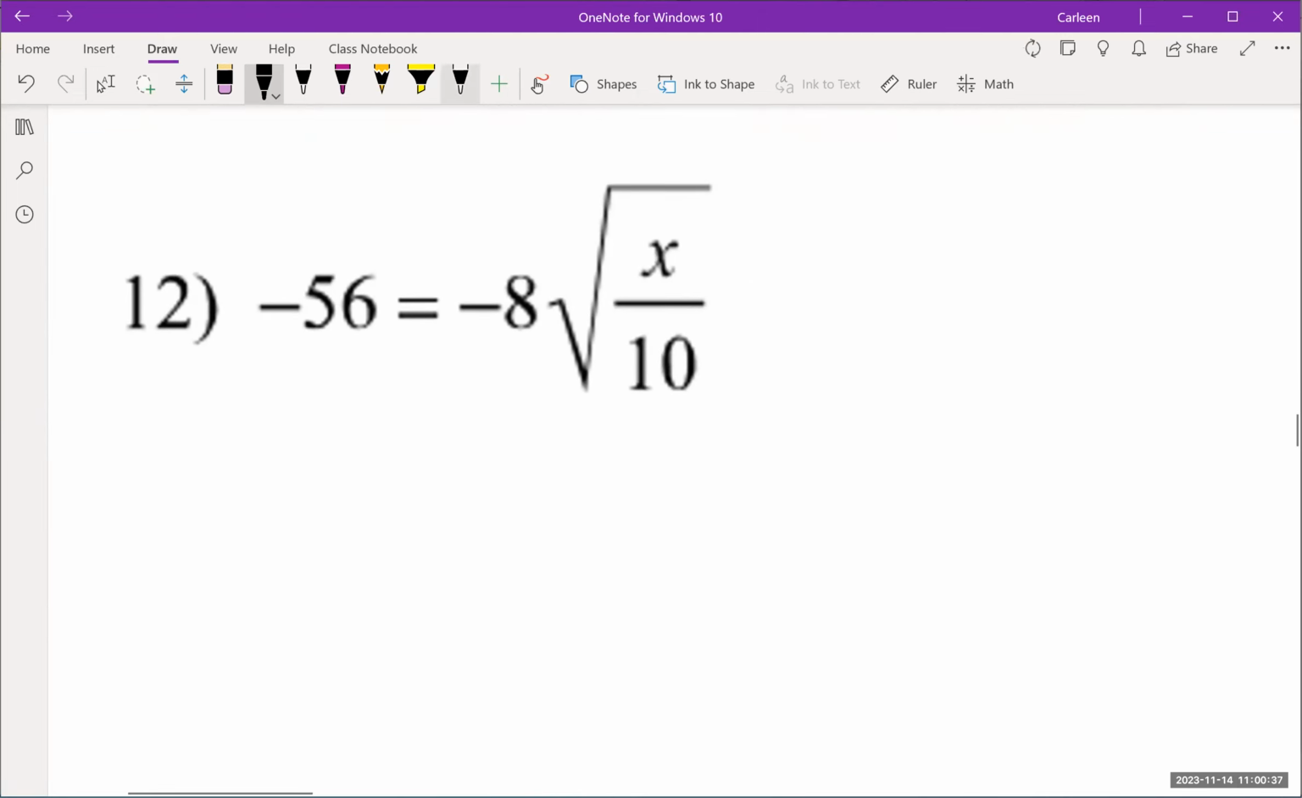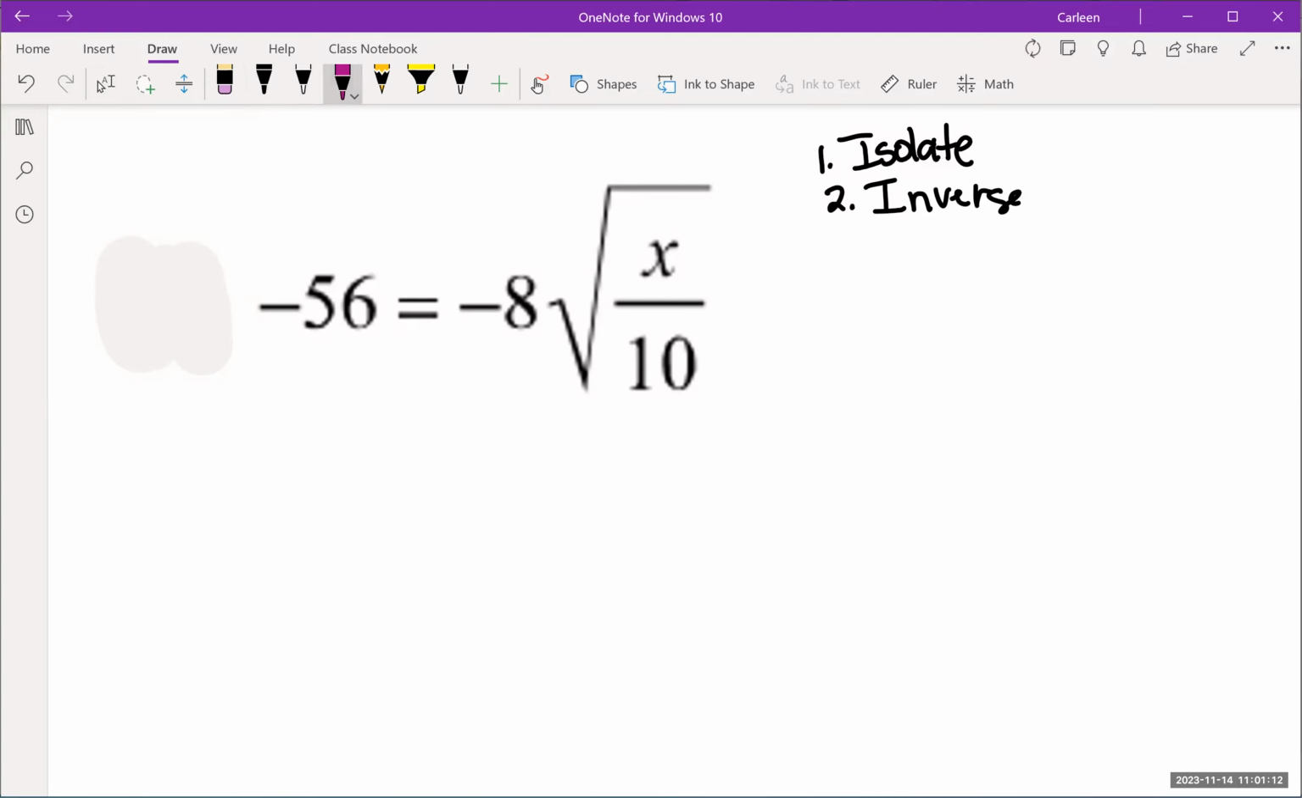Okay, number 12. A little different. Now we have a root. We have a radical. Step 1, isolate. Step 2, I'm going to introduce a word, inverse. Inverse is the opposite. The opposite of multiply would be divide. The opposite of square root would be square. So we're going to say isolate, inverse. Okay, so let's isolate. What do I do to both sides?